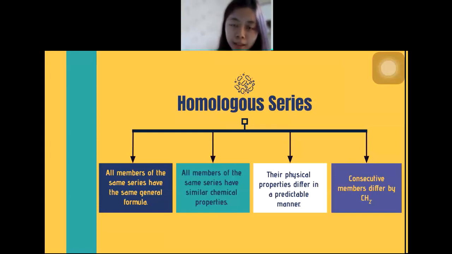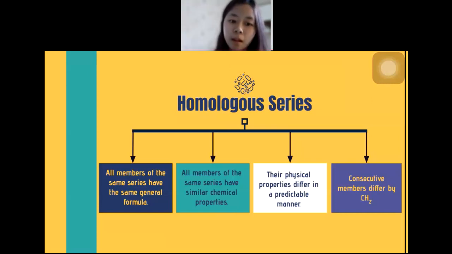So let's take alkane as an example. Alkane is a functional group. So all the members of alkanes, like methane, decane, hexane, they will all have the same general formula, which is CnH2n+2. And then the second characteristic is that all members of the same series have similar chemical properties. And then the third one is that their physical properties differ in a predictable manner.